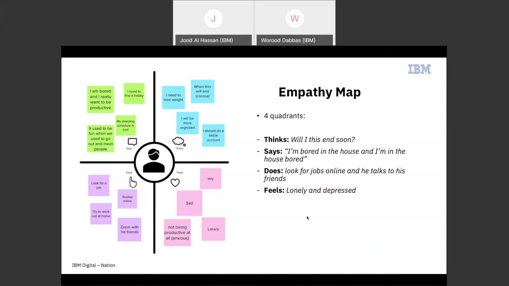So the empathy map focuses on 4 quadrants, which are thinking, saying, doing, feeling. So what is happening with Yasser in the situation? He thinks that he needs to lose weight because he's just an emotional eater. He's thinking that when this coronavirus thing will end, he needs to be more organized, and he's thinking about doing a TikTok account.